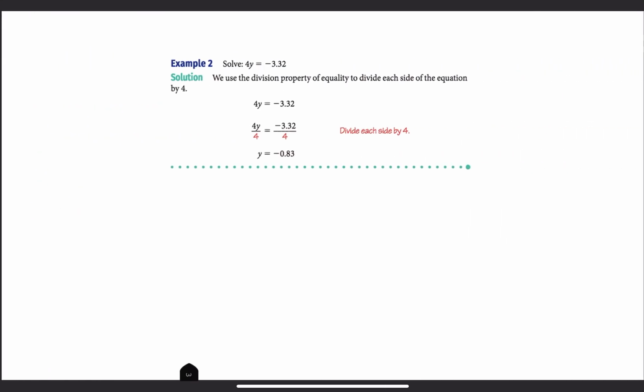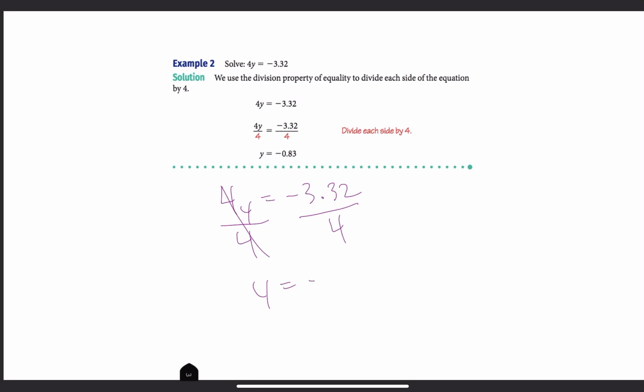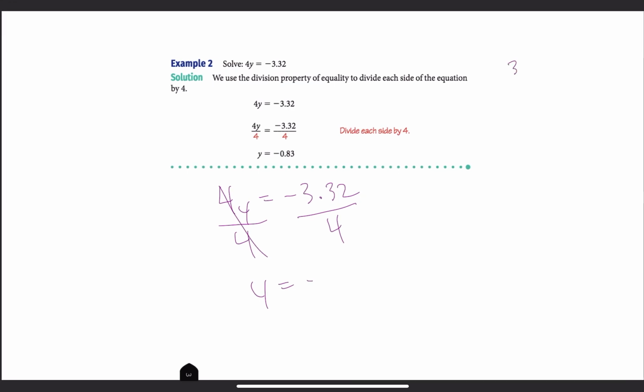All right, here's the next one. 4y equals negative 3.32. So if 4y equals this, then to find out what 1y is, I need to divide both sides by 4. So 4 divided by 4 is 1y equals a negative divided by a positive is a negative. Now I'll come over here and I'll do the math.